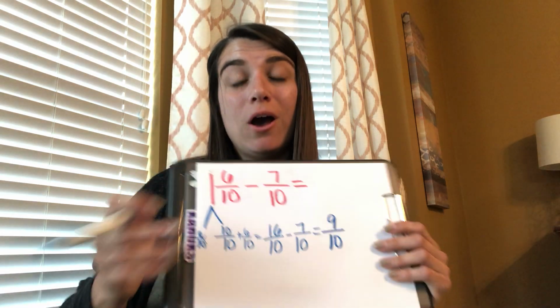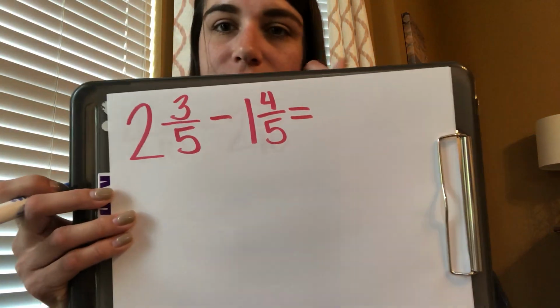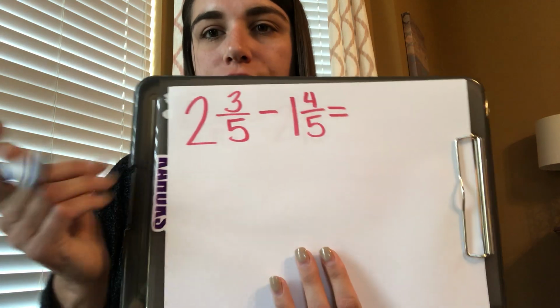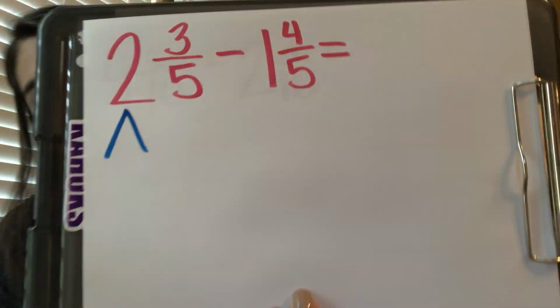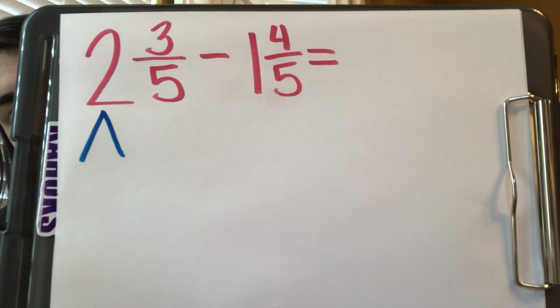So that's what you're going to have to do on the next one as well. So now you know you're going to have to break that whole number apart. So here is your next one. It is 2 3/5 minus 1 4/5. So just as a little hint, I'll get you started. You have to break that 2 apart. So go ahead and pause and solve.